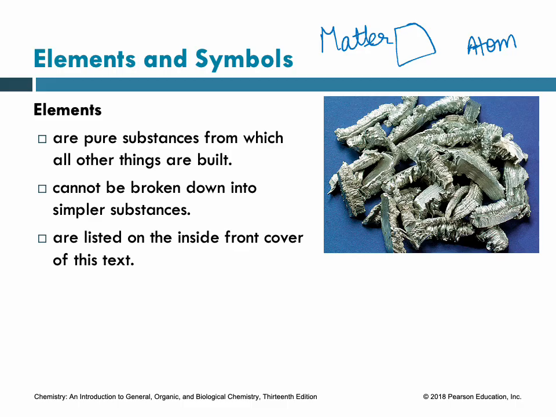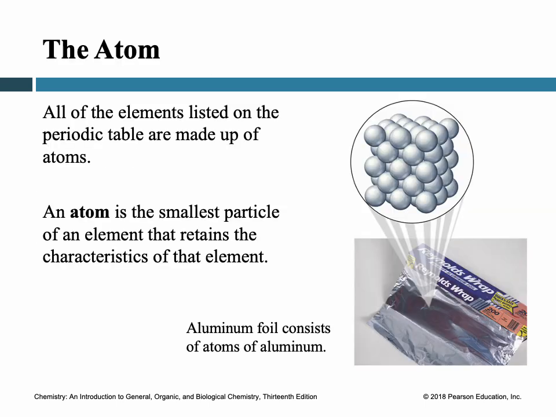Every element is a pure substance, and it is made up of tiny, tiny particles that are called atoms. By definition, an atom is the smallest particle of an element that would retain the characteristics of that element. What that simply means is, if I take this aluminum foil and chop it up until I get to these smaller size particles, then this is called an atom, as long as this is still behaving like aluminum. So this is aluminum, it has its own properties.